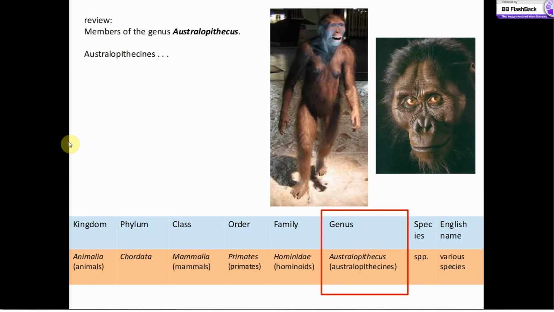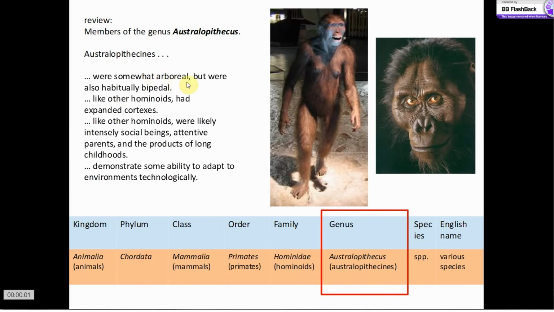I'm just going to continue talking about hominoid taxa here. Really, I'm going to continue talking about humans' evolution through taxonomical categories. We're just going to review the genus Australopithecus to begin with, and then we'll move right on to our own genus Homo. So, just to review, members of the genus Australopithecus were somewhat arboreal, but were also habitually bipedal.